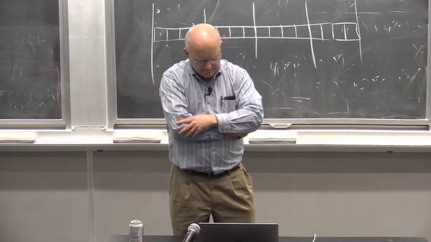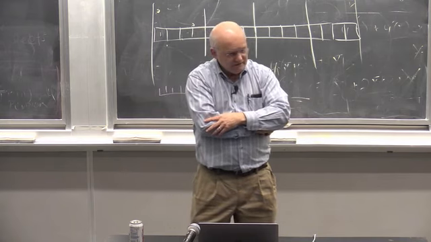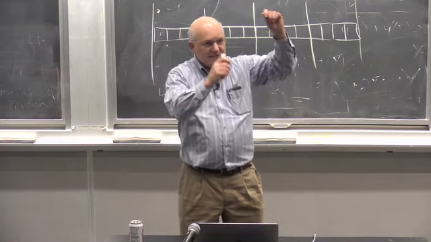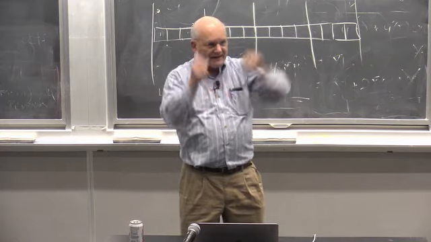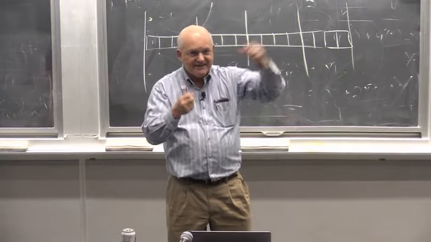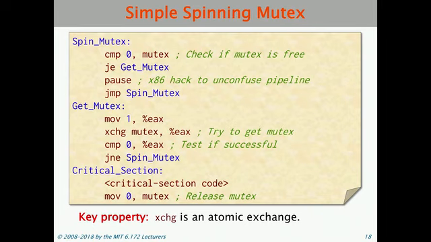Because if somebody has it, the value that I'm going to get is going to be 1, and that's what I swapped in, so I haven't changed anything. I go back and I check again. So why do I need that first part?